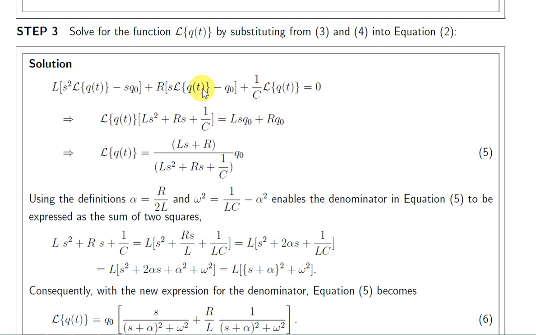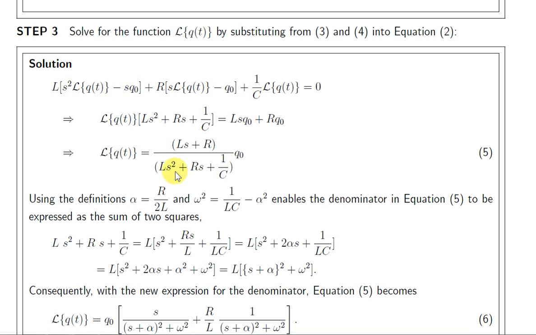So we sub those into our differential equation, and we want to isolate L of little q of t. Factorizing it out, we have Ls squared here, we have Rs here, and we have 1 over C here. That's in square brackets, and we shift over minus L s q naught and minus R q naught to the right hand side. Dividing across, we get L of q of t.